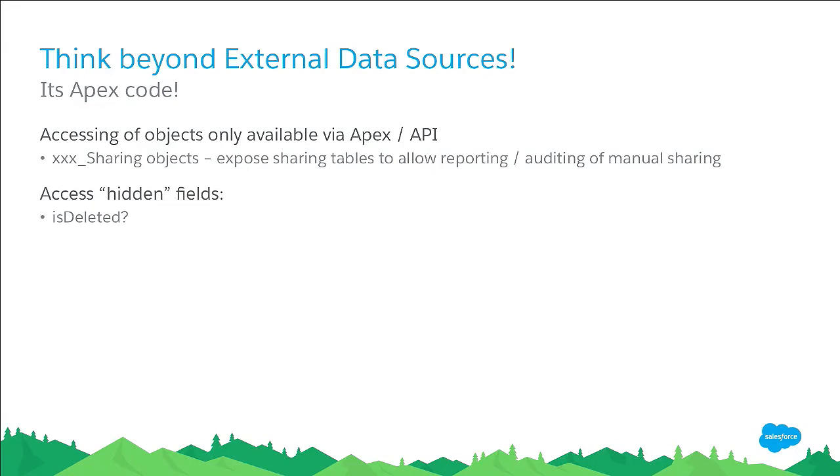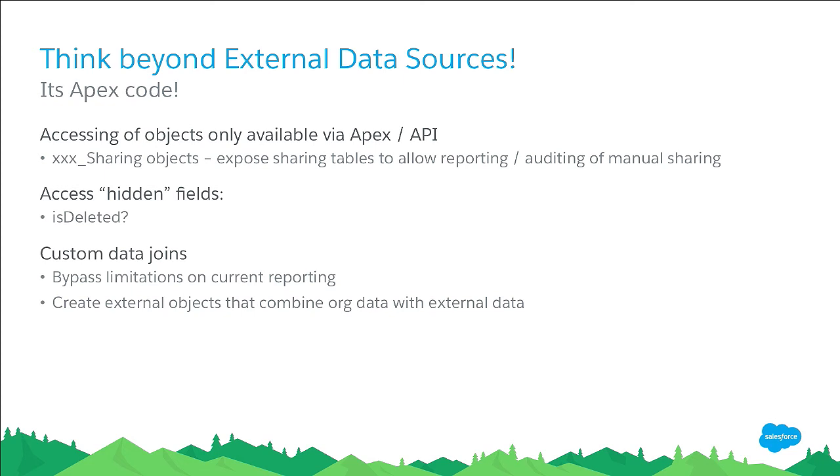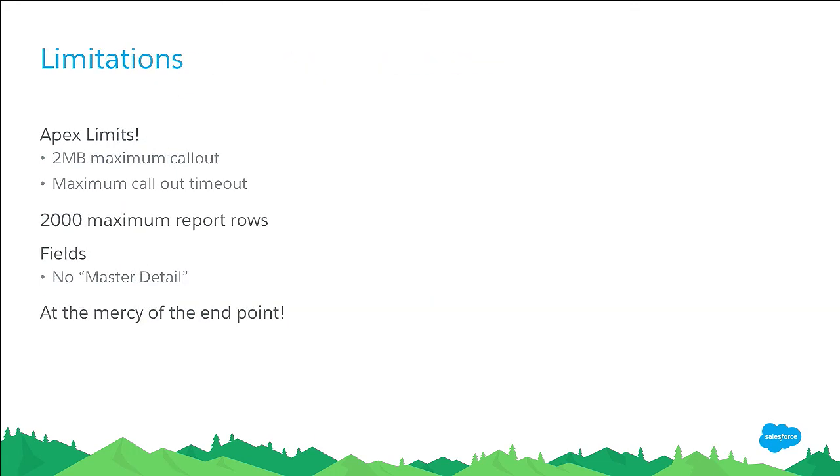So accessing of objects that we just mentioned, like sharing objects that aren't accessible in Salesforce, accessing hidden fields like IsDeleted, stuff like that. But also custom data joins, essentially. You are at the mercy of Apex still. You've still got those Apex rules, query limits and stuff like that. But if you do have objects you want to join together that aren't obvious and can't be used in reporting, then you can. And kind of hybrid objects, which I thought was a good idea, which is not anymore. But you are at the mercy of Apex limits.